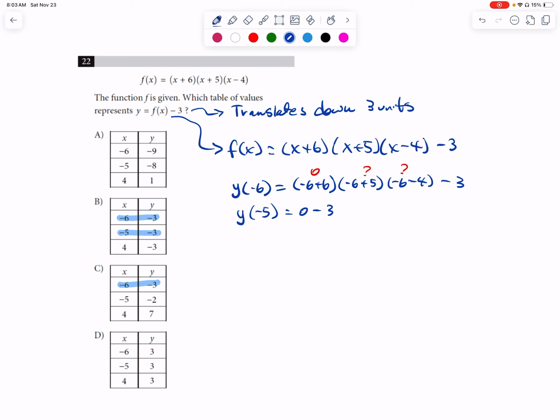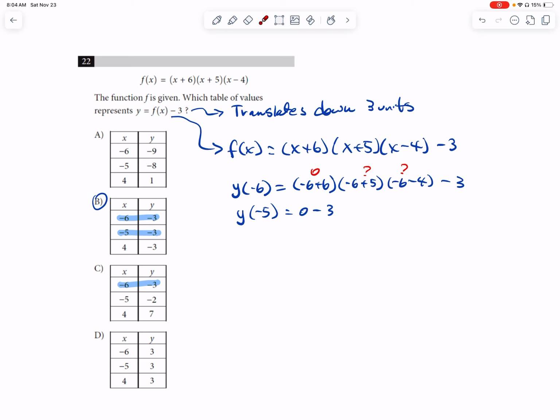It has to be answer choice B because it's the only one that has a -5 comma -3. You can, of course, test it out if you want. You just want to really make sure. If you stick in a 4, this time it's the last factor that's going to go to 0. Who cares what the other two are? And then you're left with -3.